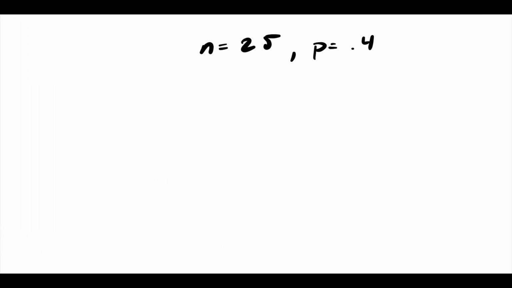Where would we expect to see the high bars? Around 10, right? Because 10 is 40% of 25. That would be just a little bit left of the middle, right?